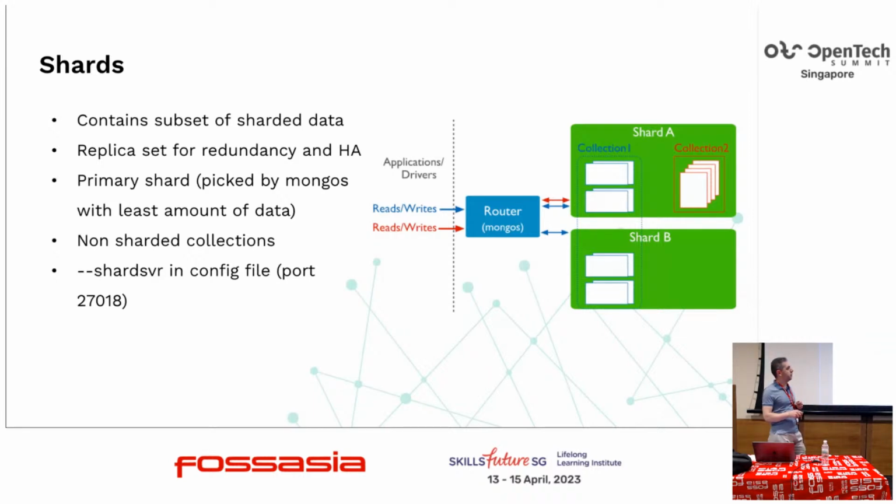For collection number 2, there is no sharding enabled. It will only exist on shard A, where the primary database for this collection is. And that's kind of important, because if we have many collections that are not sharded, then we are potentially making a single shard a bottleneck, because that's where most of the queries for these collections will go.